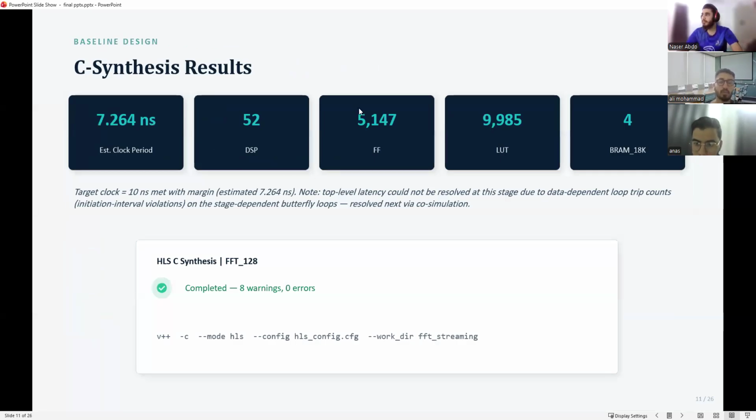All right, thank you, Nasser. Now I will present the baseline implementation results. After verifying the FFT design, we performed C synthesis using Vitis HLS. The estimated clock period was around 7.264 nanoseconds, which is better than our target of 10 nanoseconds. The synthesis also reported the FPGA resource usage, including DSPs, flip-flops, LUTs, and BRAM. These results showed that our design could successfully meet the timing.